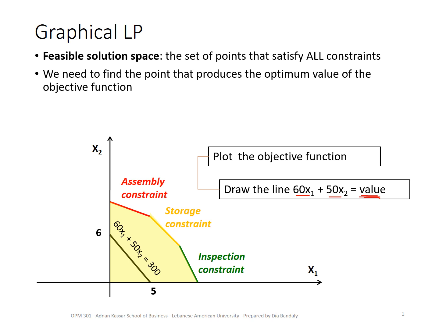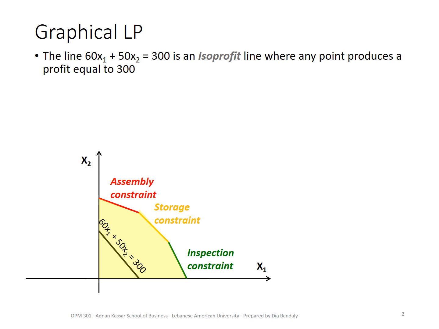Now I can see the objective function. Where does it fit in my feasible solution space? So what I'm saying here is this: any point on this line is a point that has an x1 and x2, and when you replace x1 and x2 here, I will have a profit equal to 300. Okay, so all the points on the line result in the same profit, and that's why this line is called an isoprofit line. Iso is for equal, and profit, equal profit. So any point on this line will result in the same profit of 300.